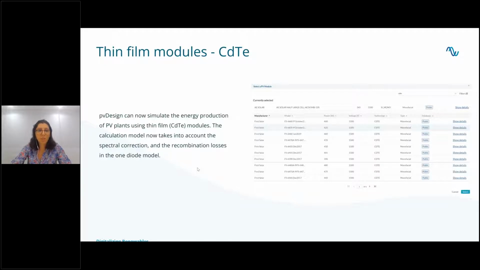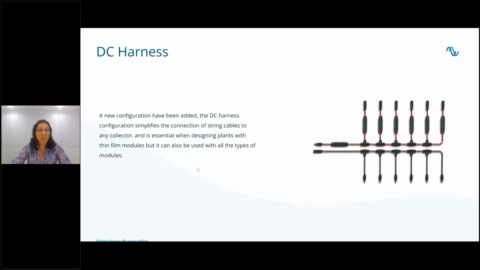And from the electrical part, we were aware that to make the thin film modules work electrically, we needed to launch a new configuration, which is DC harness. It's a configuration that connects the string cables to the LV collectors. Basically the DC harness is used not only for thin film modules but for all types of modules, but it was initially developed for the thin film modules on PVdesign.